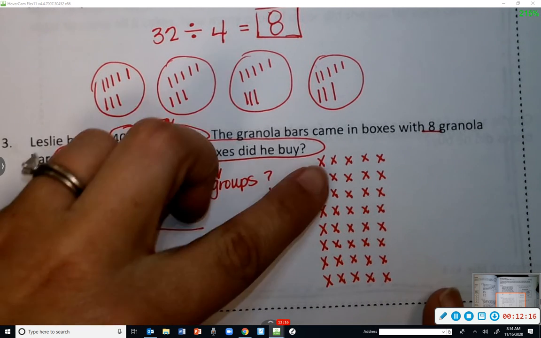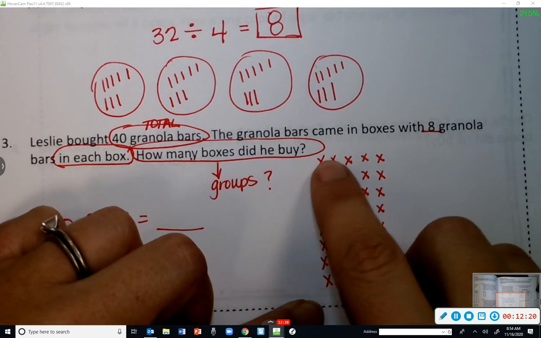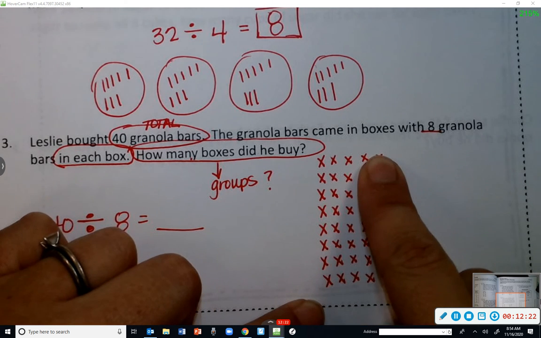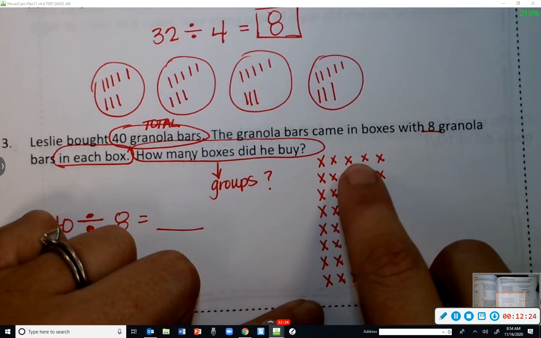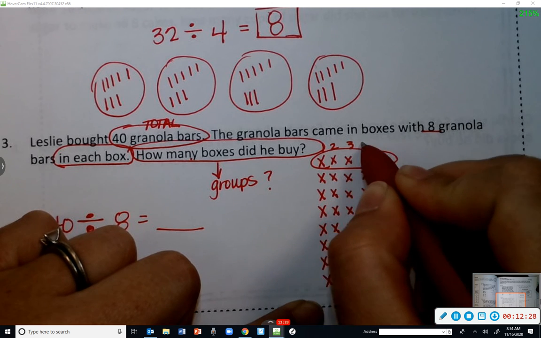Okay? So I already have my 8 going down, so now I need to count going across. Girls, I look at the X's in one of the rows, and there's 1, 2, 3, 4, 5.